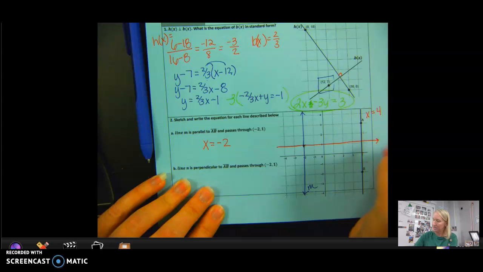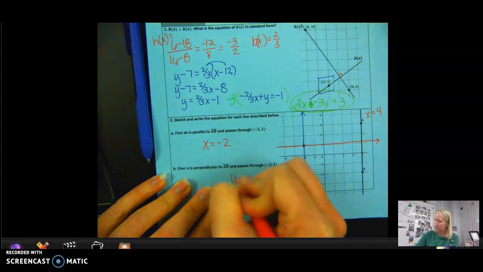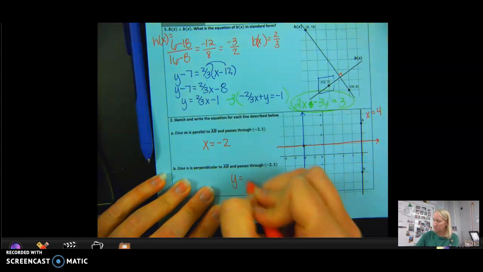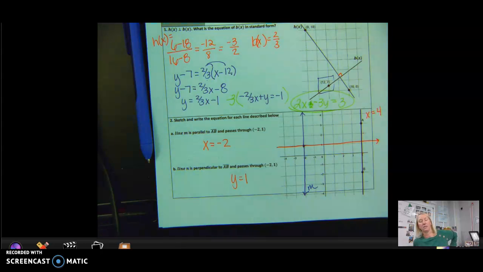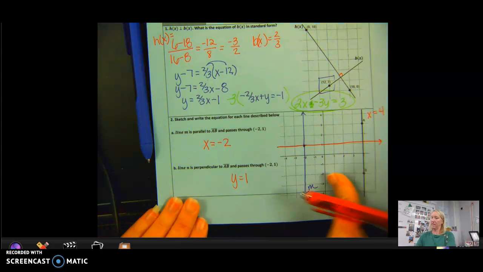This one is a y equals line. So that's y equals, and what y equals is 1. So y is always the value of 1 on that line. All right, next page.